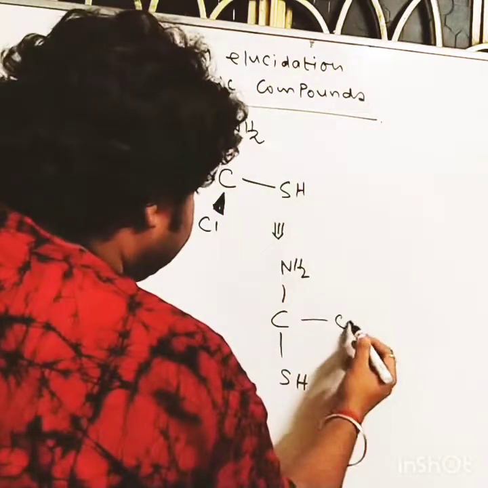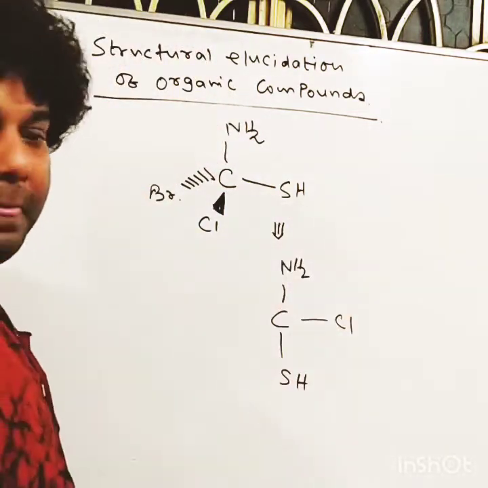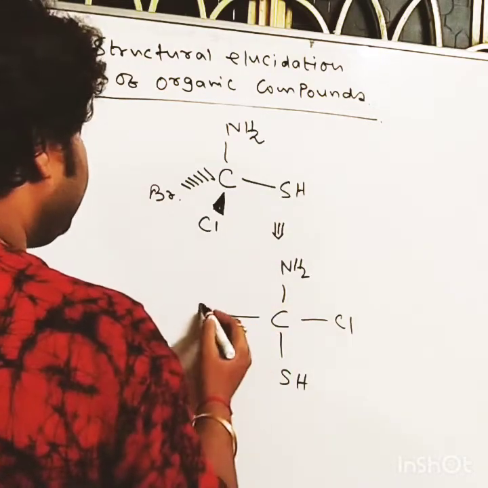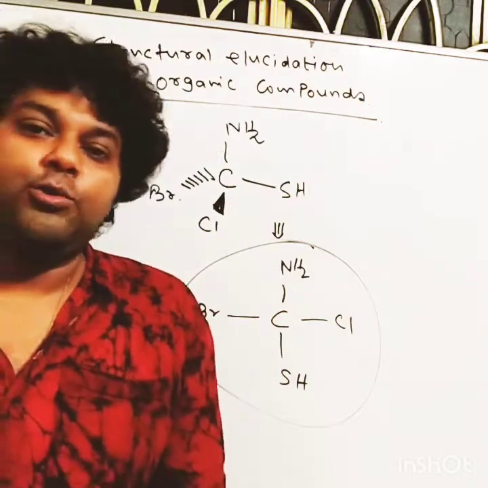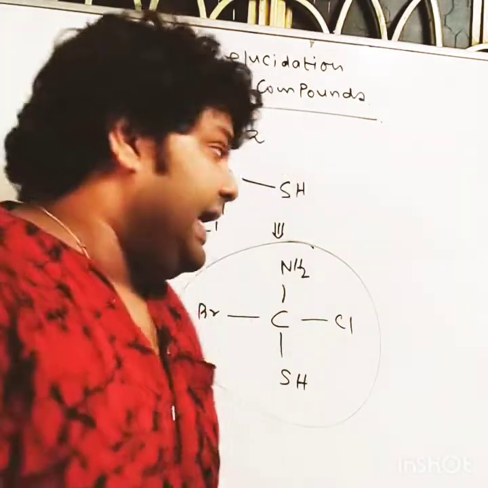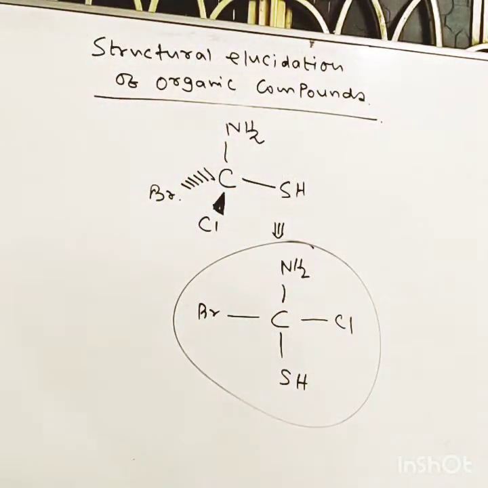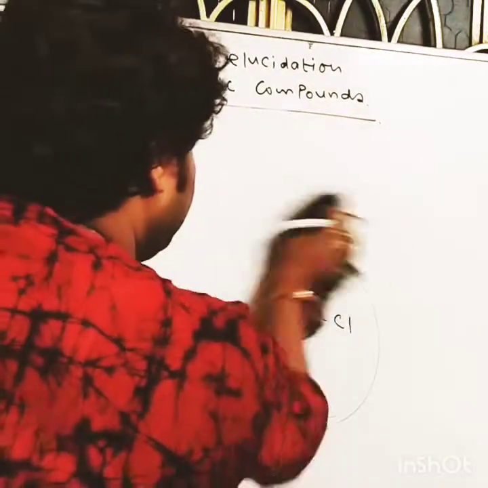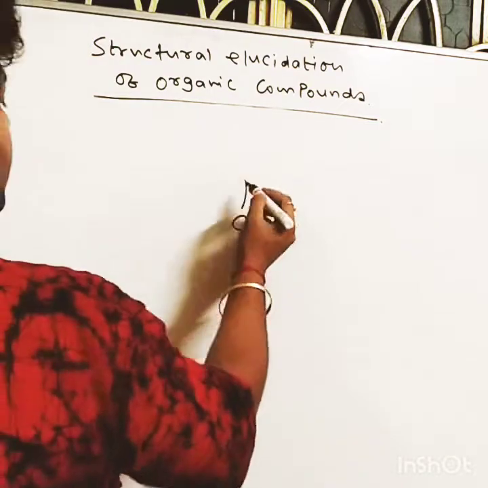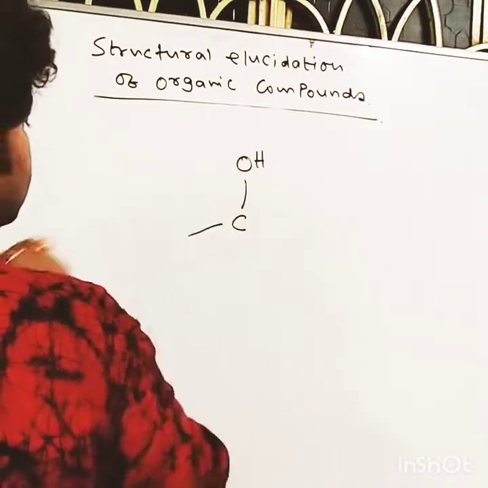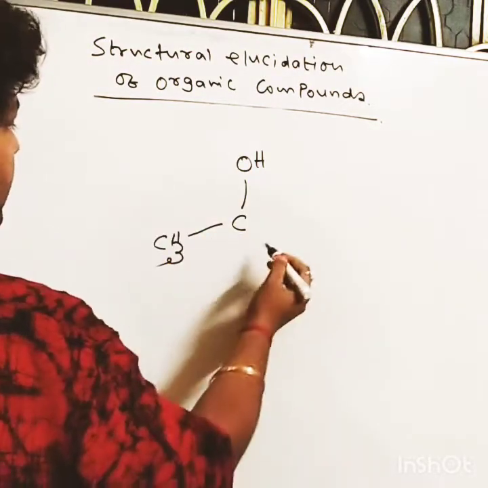That means the Cl will be here. So obviously the bromine will be here. It's done. I hope you like the trick. In a similar manner, suppose I am taking a structure like this.